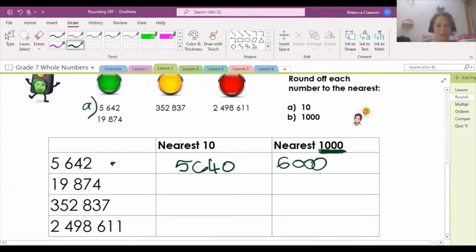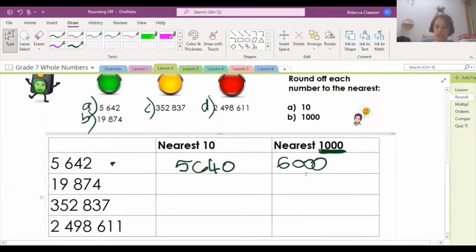All right. So what I want you to try and do is you're going to do as many as you can of the last three. So B is the 19,000, C is the 352,000, and D is the 2 million one. Okay, I'm going to give you 2 minutes and I want you to see if you can do all three of those in 2 minutes. If you can't, don't stress. You just do as many as you can of those in 2 minutes, but be accurate. Okay, so you need to work carefully. So we're rounding off to the nearest 10 and the nearest 1,000. And when you finish, you just write done in the comment in the chat. Okay.